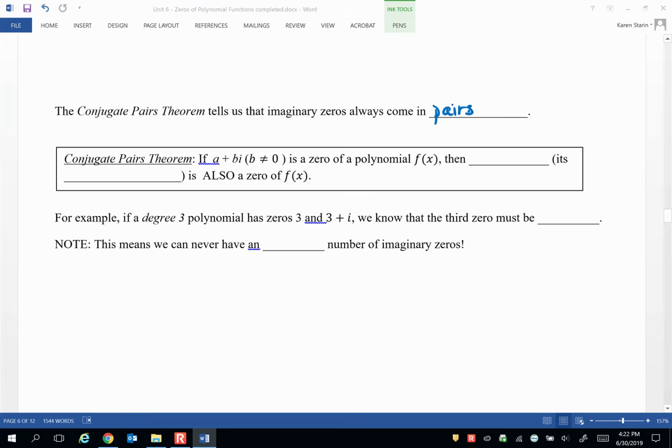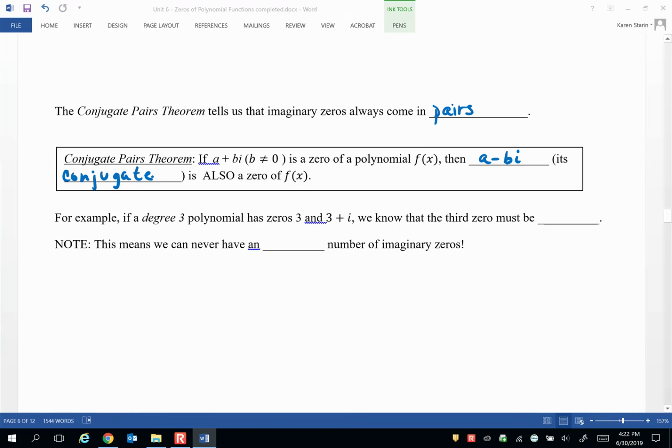The conjugate pairs theorem states if a plus bi, where b is not equal to 0 or else it wouldn't be a complex number, is a zero of a polynomial function, then a minus bi must also be a zero of f of x. So a minus bi is called the conjugate.